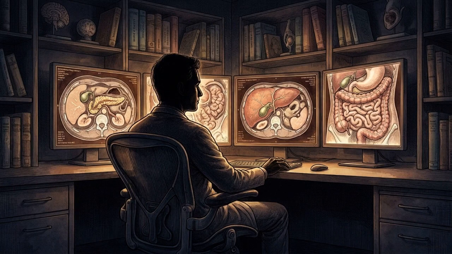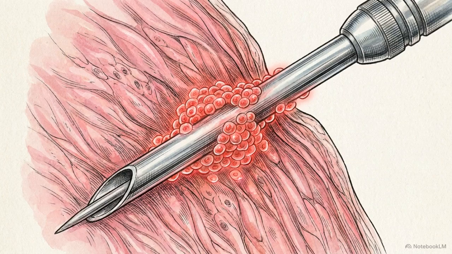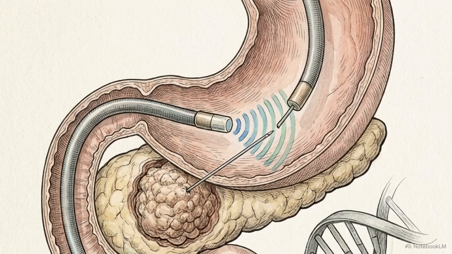Pancreatic cancer is treated primarily as a radiological diagnosis. Taking a physical tissue sample risks seeding the tumor and is reserved only for cases of diagnostic uncertainty. When necessary, transgastric EUS-guided fine needle aspiration cytology is the preferred method.